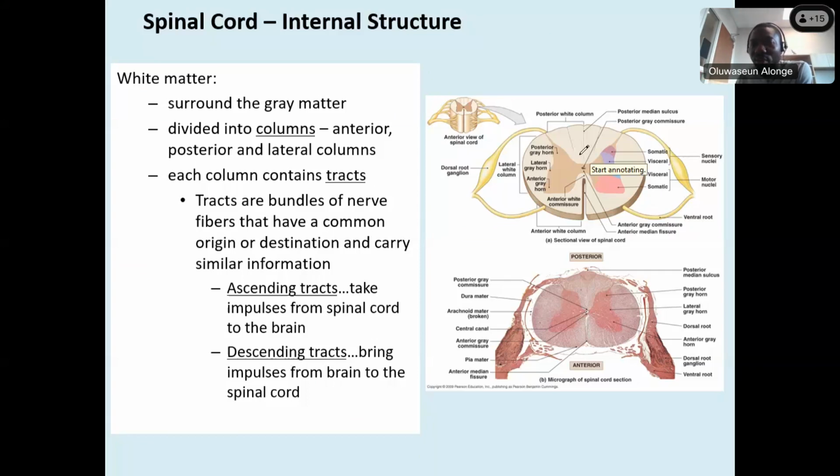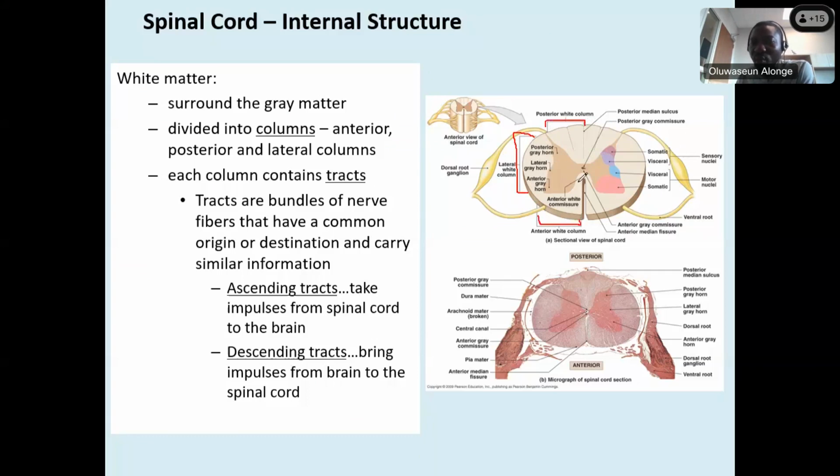Now, when you look at the white matter, it is divided into columns. So we have the lateral column here, the lateral white column. We have the posterior white column. We have the anterior white column.